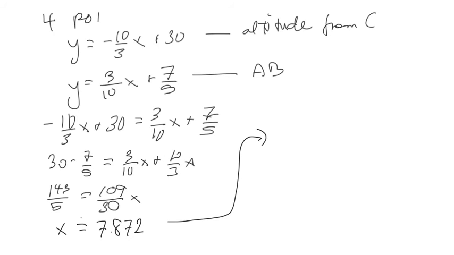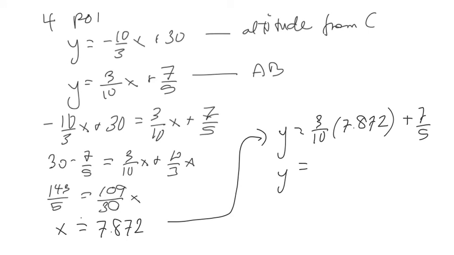So I'll just put it into the second one, and I'll have y equals 3 divided by 10 times this goofy number plus 7 over 5. And if I work it through in my calculator, I get that y is approximately 3.761. And that is verified by Desmos. That is my point of intersection.